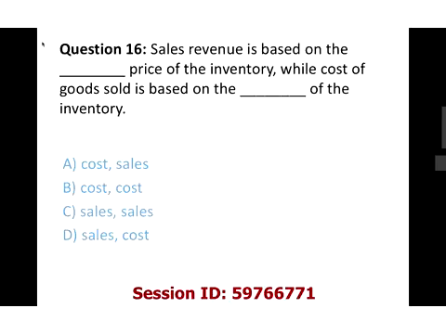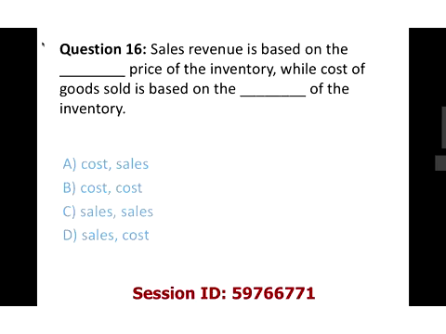This relates back. We were talking on Monday, our chapter this week, about inventory and cost of goods sold, and we talked Monday about the difference between cost and selling price. And this question: sales revenue, meaning what we sell something for, is based on what price of the inventory, while the cost of goods sold, what's on our income statement, is based on blank of the inventory.